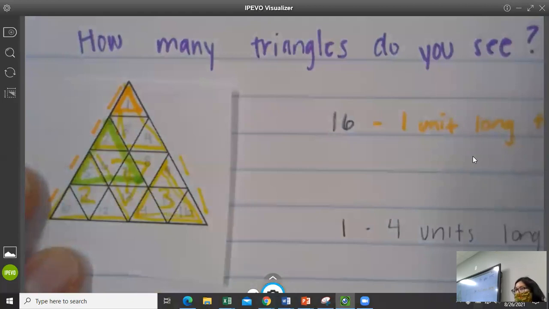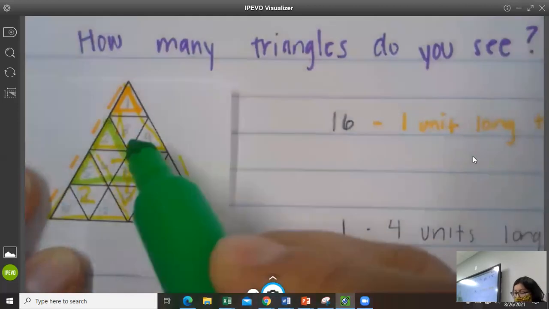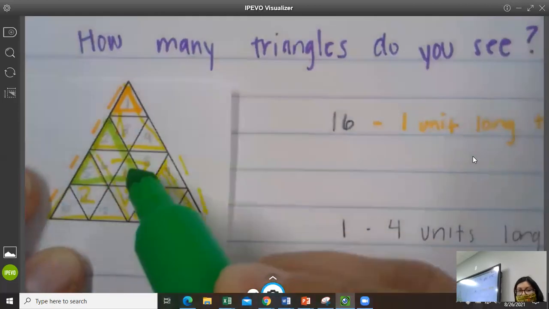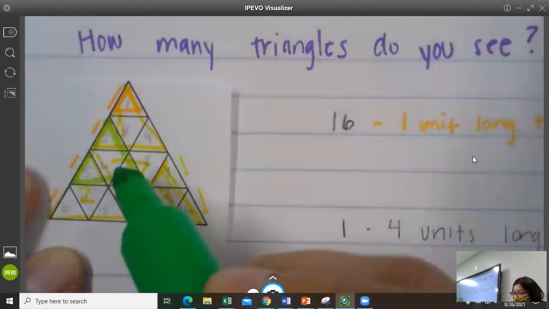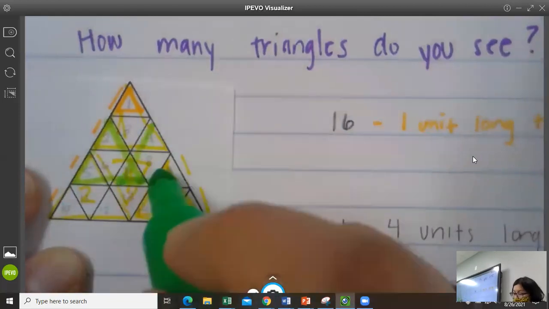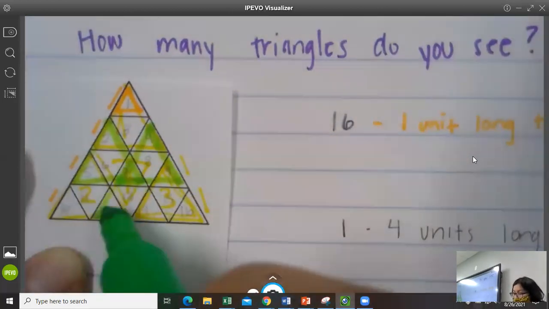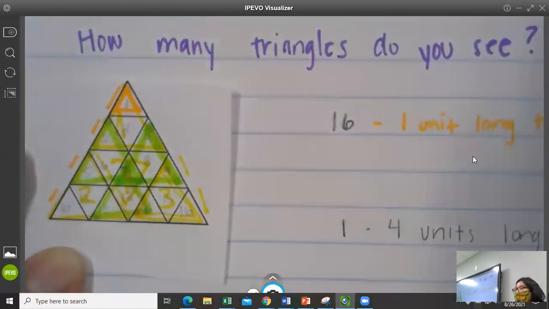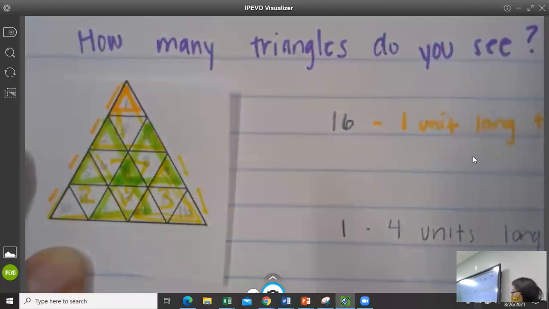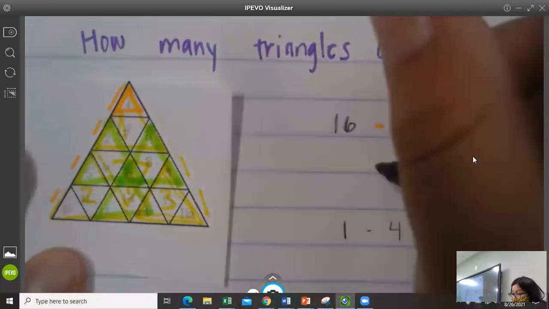Any other ones? 4, 7, 1, 9. Yes. Okay, so now we're up to 6. Any other ones? 7, 12, 14, and 7. Any other ones? So we have the yellow ones that I started with, then we have the green ones. Any other ones? This is for 2 units. 2-unit long.